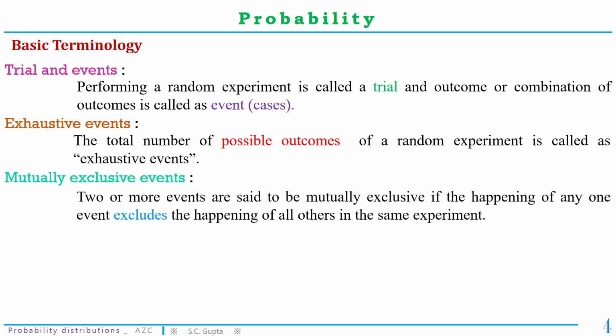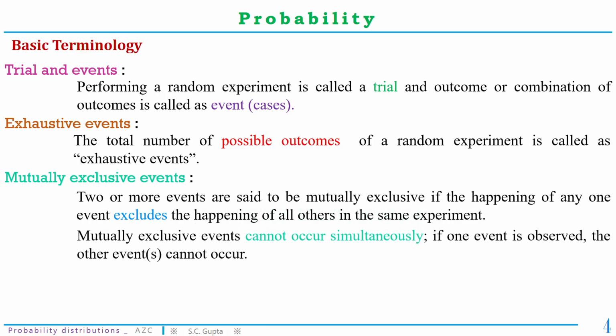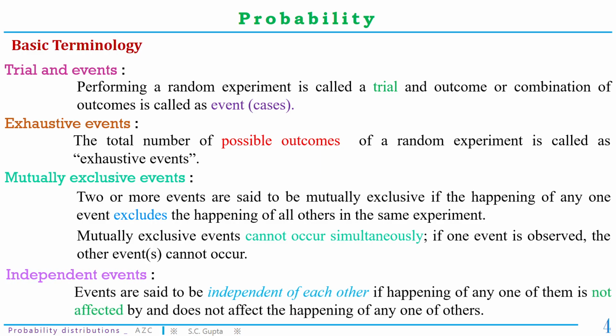Mutually exclusive events. Two or more events are said to be mutually exclusive if the happening of any one event excludes the happening of all others in the same experiment. Mutually exclusive events cannot occur simultaneously. If one event is observed, the other events cannot occur. Independent events. Events are said to be independent of each other if the happening of any one of them is not affected by, and does not affect, the happening of any one of the others.